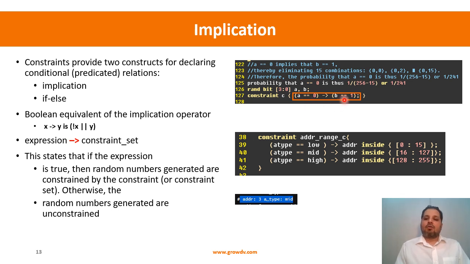Now the question is, and sometimes you will end up hearing the statement that the implication operator is bidirectional. So does that mean when B is equal to 1, A must be equal to 0? The answer is no. And why is that no? We'll understand. When B is equal to 1, A can be equal to 2.